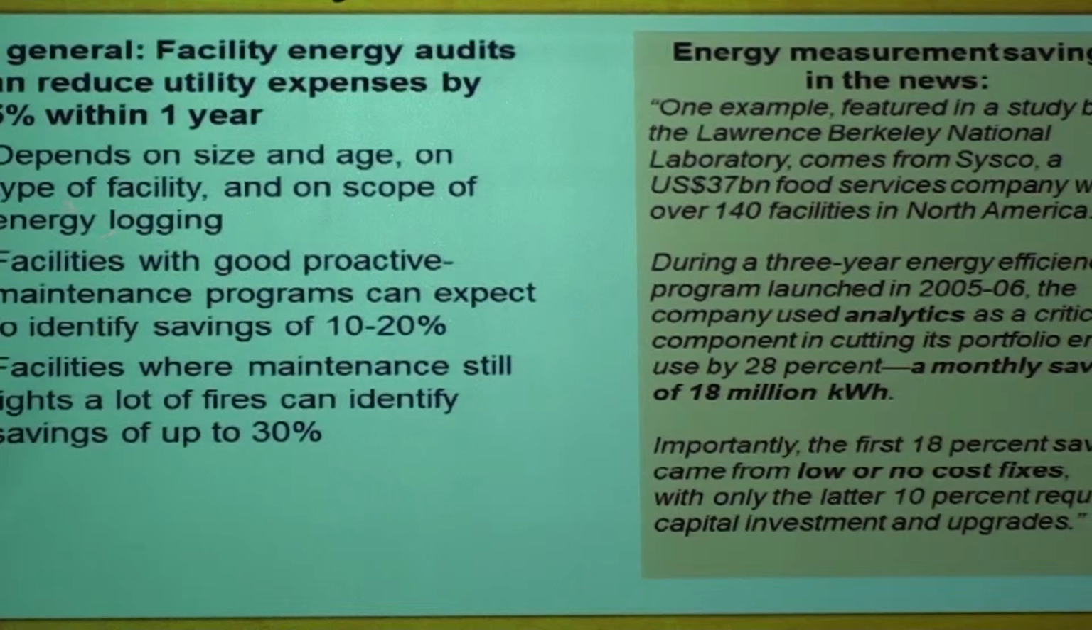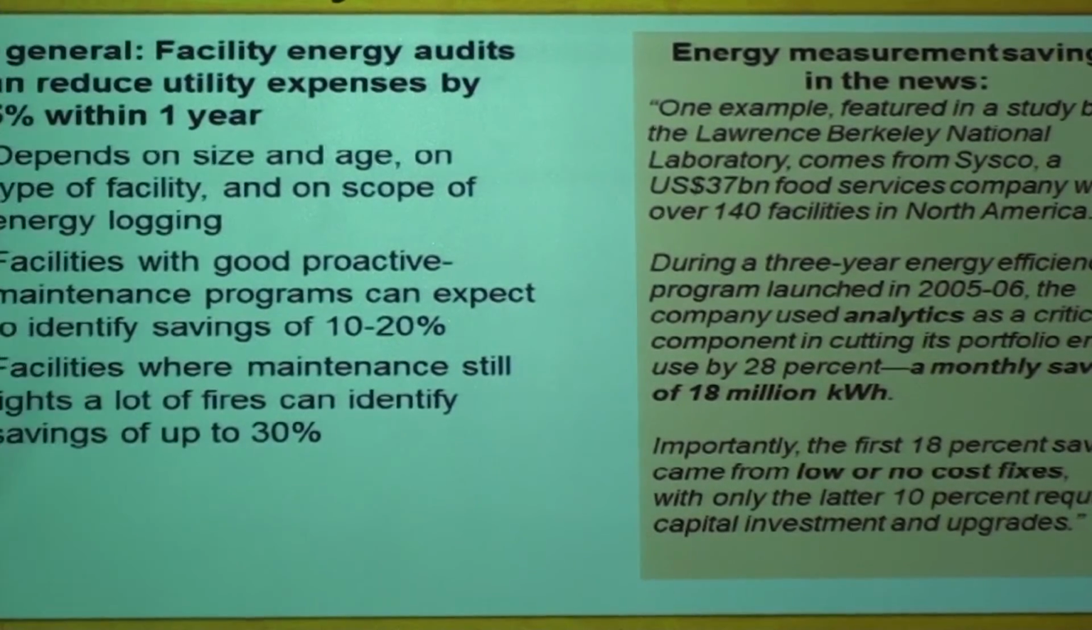So in general, we have found out that facility management or facility energy audits can reduce utility expenses by 25% within the first year. And that's an average. We find that's a very common number that we get, 25%. Depends on size and age, of course, of the type of facility and the scope of energy logging. Okay, so it's a big facility or a small little office space or a big data center.